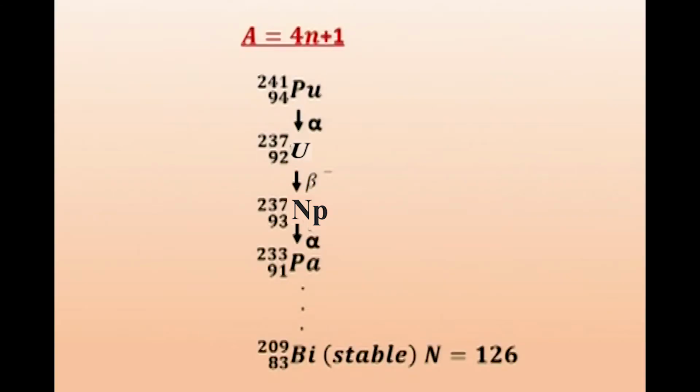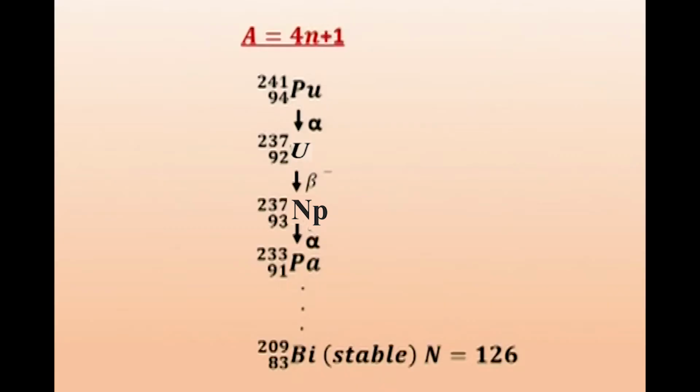Shorter than the age of the earth. Therefore, when the earth was created, the 4n plus 1 series elements would have been there. Now, after so many years, all of them have vanished. They have all become bismuth now. Bismuth 83 209, that is the stable one.